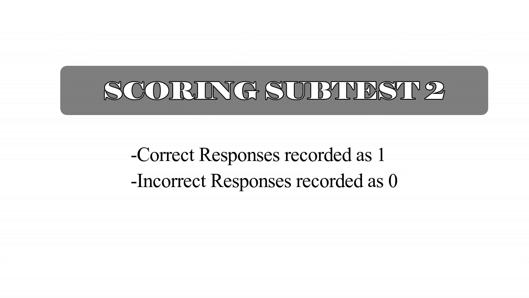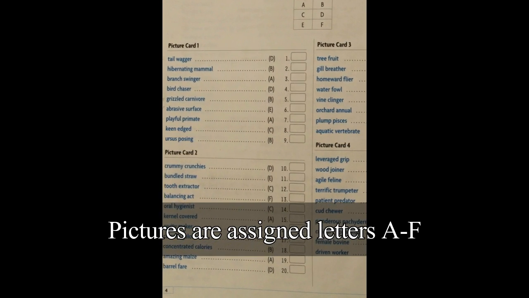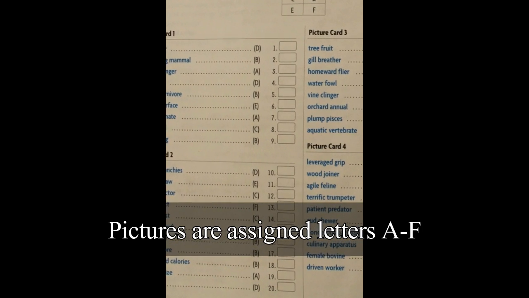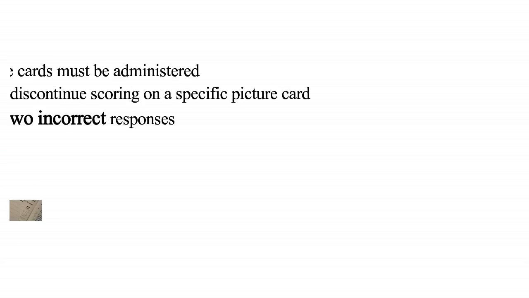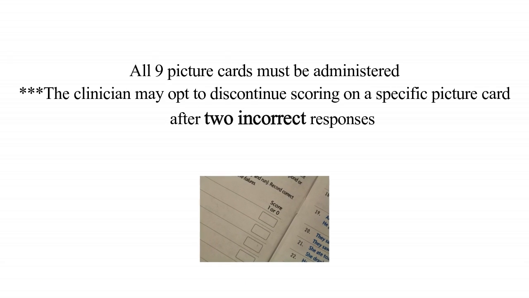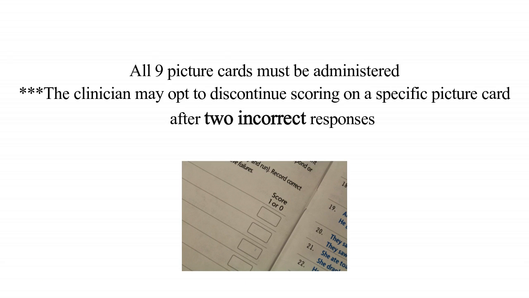To score Subtest 2 Picture Vocabulary, the clinician will record correct answers as 1 and incorrect answers as 0. Each picture on a picture plate corresponds with a letter A through F. The correct letter answer for each item is noted in parentheses next to the item on the scoring sheet. The clinician must administer all 9 picture cards, but may opt to discontinue testing on an individual picture card.